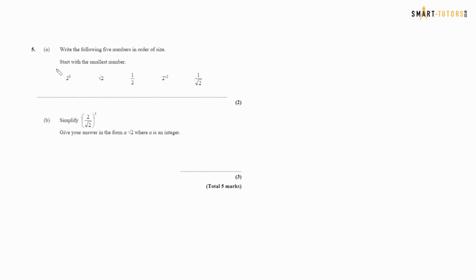Question number 5. Write the following 5 numbers in order of size. Start with the smallest number. So 2 to the power 0, we all know, the value is 1. Square root 2, we need to remember as a math student. So square root of 2 is 1.4. And 1 over 2 is 0.5. And 2 to the power minus 2 can be written as 1 over 2 to the power 2, which is 1 over 4, which is 0.25.